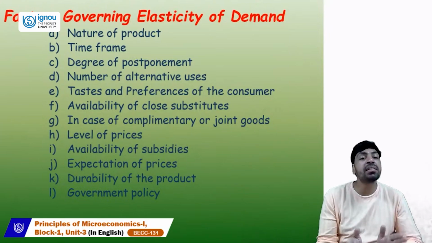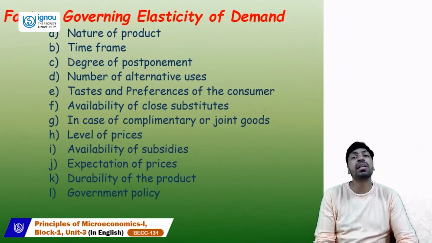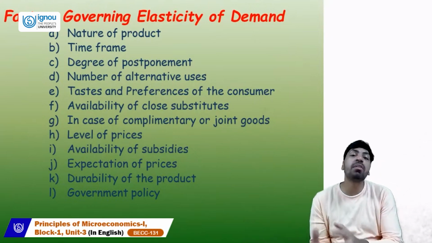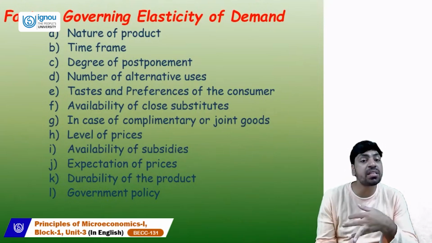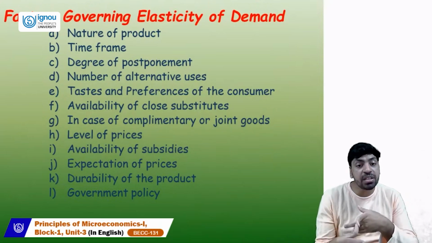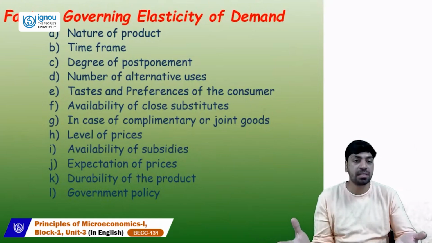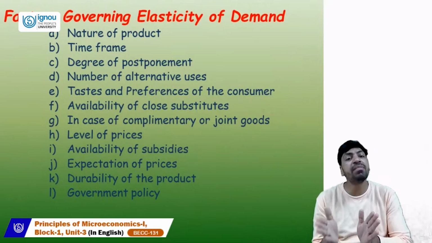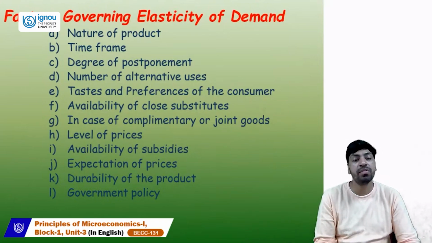So these are the factors, all of the factors which are very important, which also influence the elasticity of demand and which always denote the shape of the elasticity of demand, whether it would be inelastic, elastic, relatively elastic, positive or negative, or relatively inelastic. So it depends on a number of factors, and accordingly we can denote the shape and the result of the elasticity of demand.